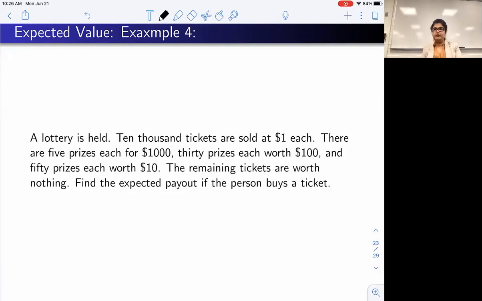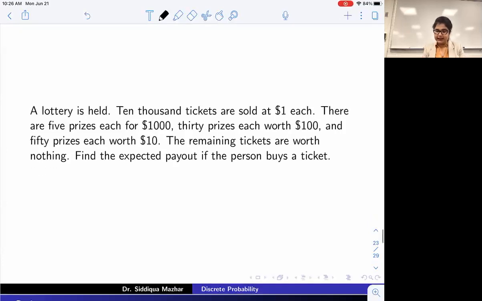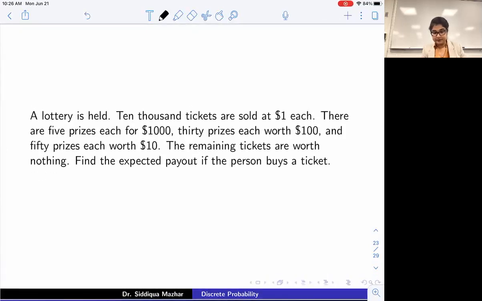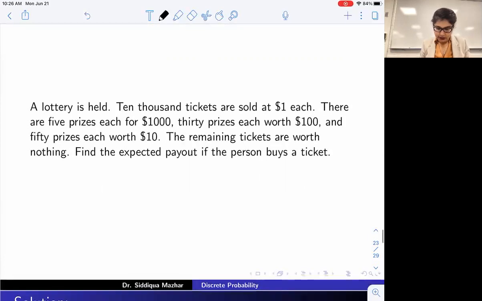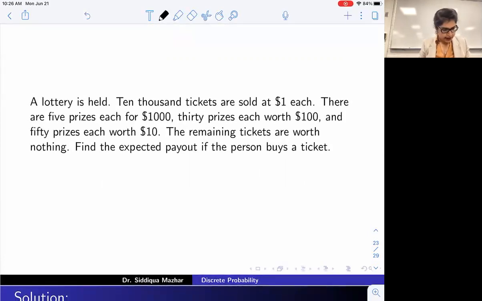I do not want to pay even $1 for these tickets. So find the expected payout if the person buys a ticket. So what is the payout for the lottery, or for the states who make these lotteries? On average, how much do they have to pay out to a customer if they buy these tickets? So this is what we have to check here.